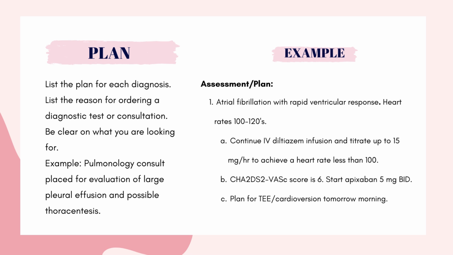Here's a simple example of a plan for diagnosis of atrial fibrillation with rapid ventricular response. Continue IV diltiazem infusion and titrate up to 15 milligrams an hour to achieve a heart rate less than 100. CHADS2-VASc score is 6, so start apixaban 5 milligrams BID. Plan for a TEE/cardioversion tomorrow morning. This is appropriate for the real world.